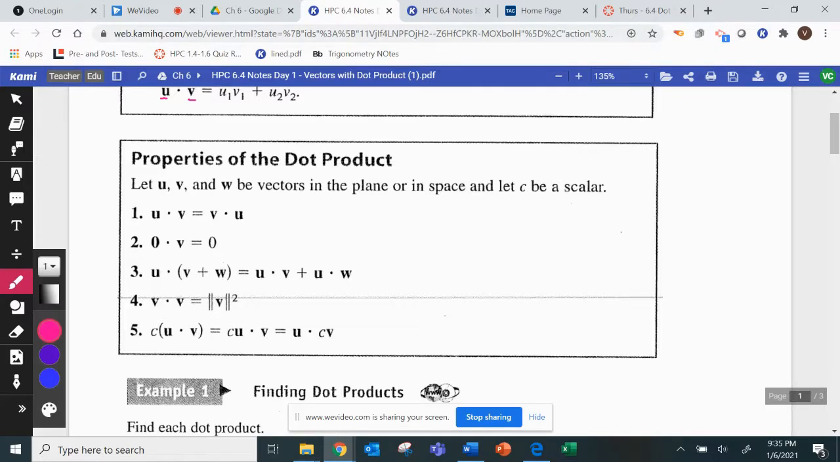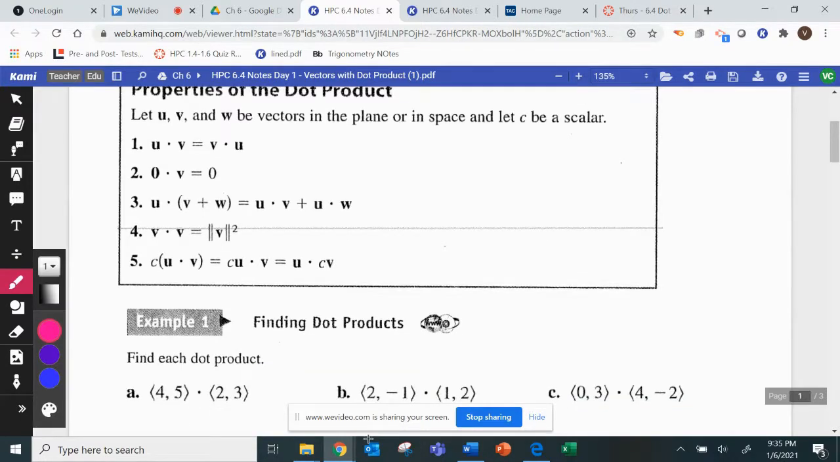So that would be the commutative property. And the zero dot product would be zero. We can use the distributive property. And then this is an interesting one right here, number 4. If we do the dot product of a vector with itself, it equals the magnitude of that vector squared.